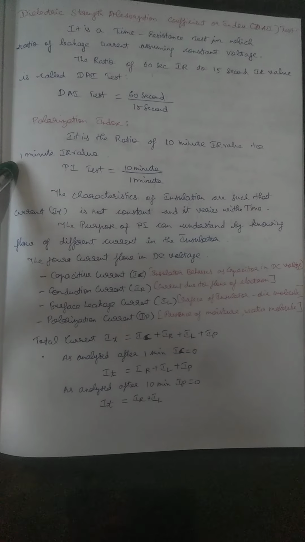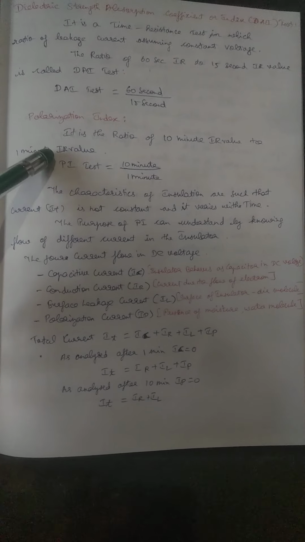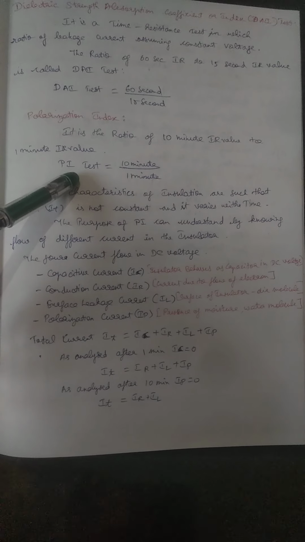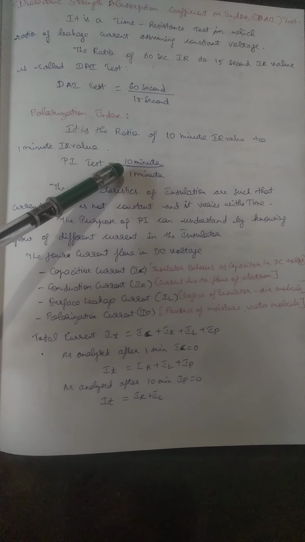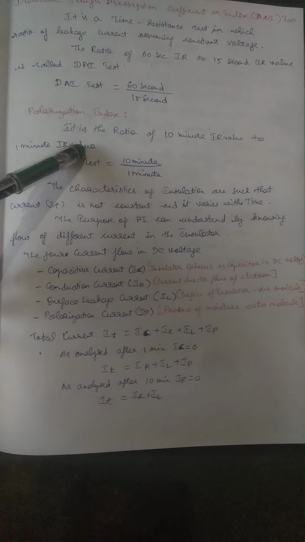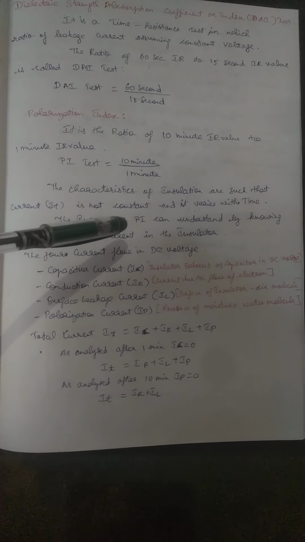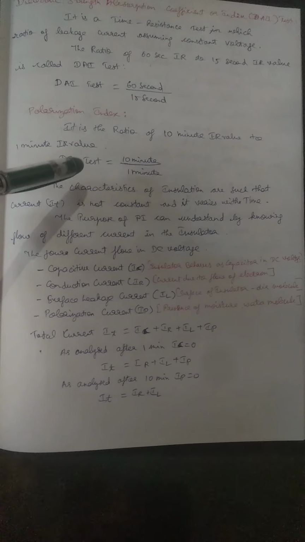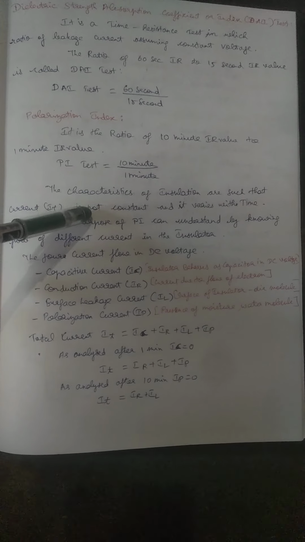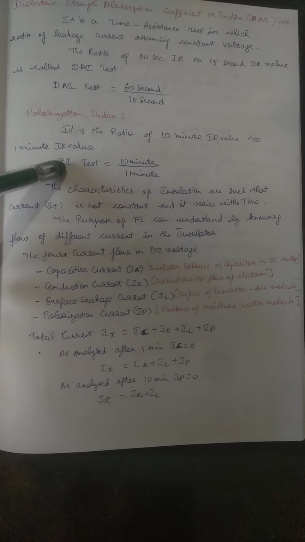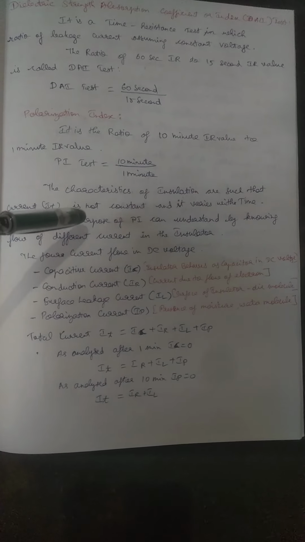Next, polarization index. In the same way, we inject the DC voltage for 10 minutes. It is tested by the 10-minute value divided by the 1-minute value. After injecting for 10 minutes, within 1 or 2 minutes the value reaches a constant level, which means the impurities inside the material get reduced by the injected voltage. After that the value will be noted, and the PI value should be more than 1 or 1.5, as they mention in the factory itself.